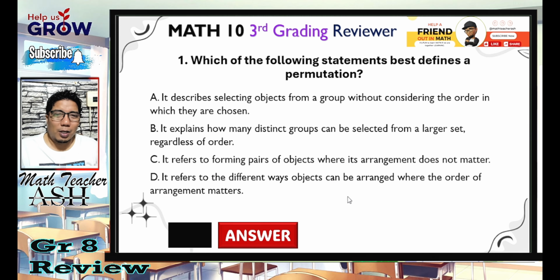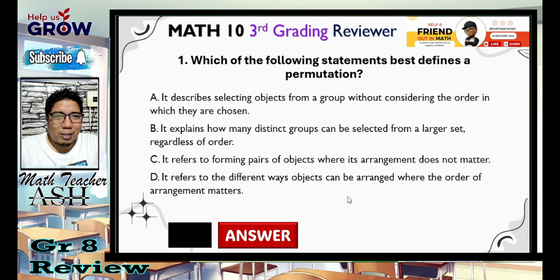Alright, question number 1. Which of the following statements best defines a permutation? Is it A, it describes selecting objects from a group without considering the order in which they are chosen? B, it explains how many distinct groups can be selected from a larger set, regardless of order. C, it refers to forming pairs of objects where its arrangement does not matter. Or letter D, it refers to the different ways objects can be arranged where the order of arrangement matters. I'll give you 5 seconds to think about your answer.